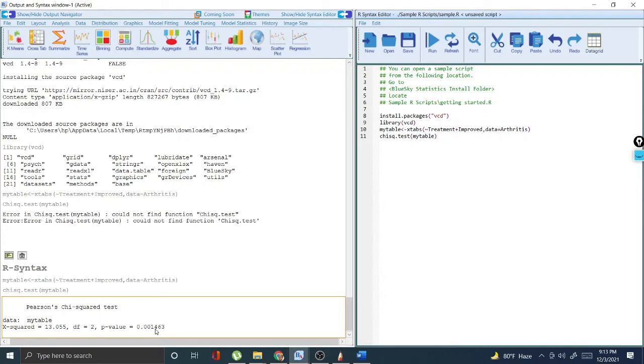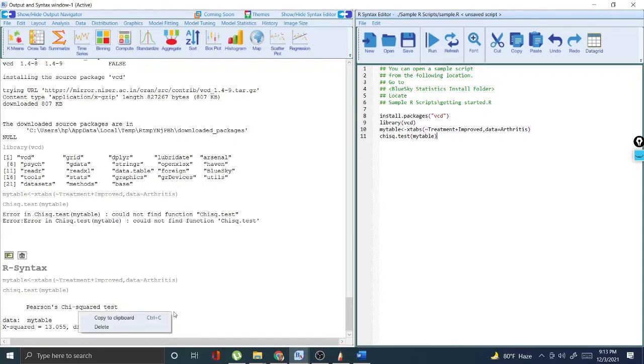Here it says the value is 0.005, which is of course less than the 0.05 significance level. It means that treatment and improved are not independent. I mean, they are dependent, because the significance value is less than 0.05. So these two variables are not independent. Very interesting, right, my dear learners?